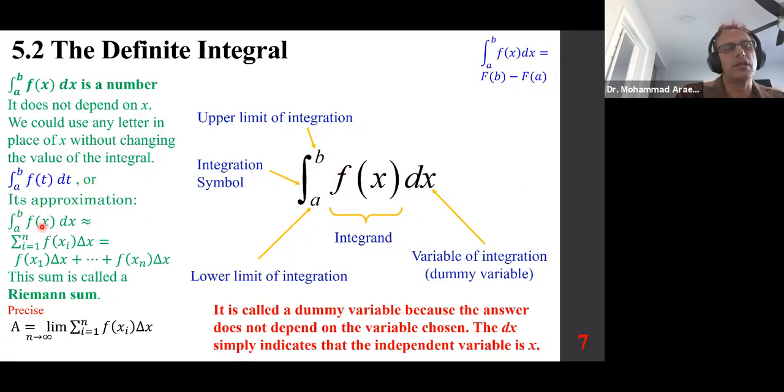Its approximation is the summation, which is called the Riemann sum. Remember that? There's an approximation of this. What is the exact? When we take a limit and we let n go to infinity. This is a Riemann sum. This is the limit of a Riemann sum, which is exactly equal to the integral of a to b f of x dx. So this is one of the FTCs.